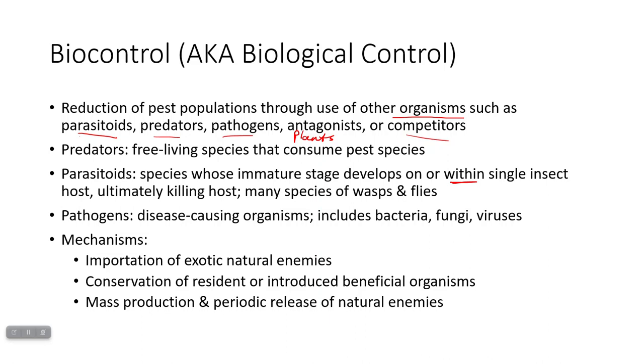You could try and infect your pest species with bacteria, fungi, or viruses. However, if you're trying to fight off a pathogen, then that could be less useful. Some of the mechanisms that you do this, you can import some sort of exotic natural enemy, though I'm going to point out a caution to that in a moment. You can make sure that you conserve any resident organisms that are going to help control your pest population. So, like I said earlier in the pest management notes, you could be accidentally killing off predatory mites that would otherwise eat your pest. So in this case, you would make sure that you preserve that species of mite so that it can help control your pest population. And then you can also have mass production, and then just release natural enemies of your pest periodically.